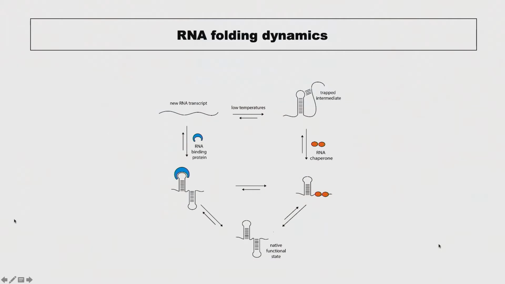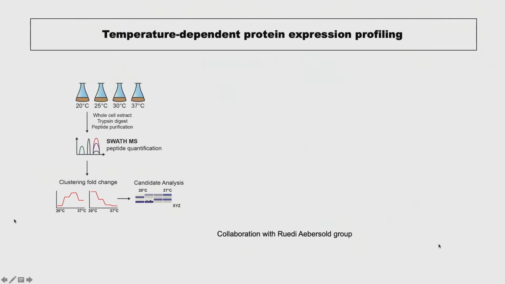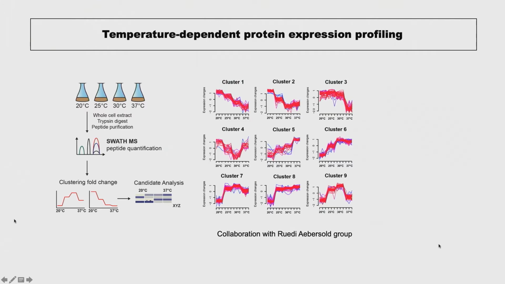So we were wondering how the yeast cell would respond to exposure to low temperatures, which is this unfavoring condition which kinetically traps these misfolded intermediates. And to do so, we exposed yeast culture to distinct temperatures and quantified the abundances of the proteins in dependence on the temperature by quantitative mass spectrometry. And then we gathered clusters of behavior of these peptides in dependence on the temperature. And we got 9 distinct clusters of this behavior, how proteins are behaving, their expression in dependence of temperature.